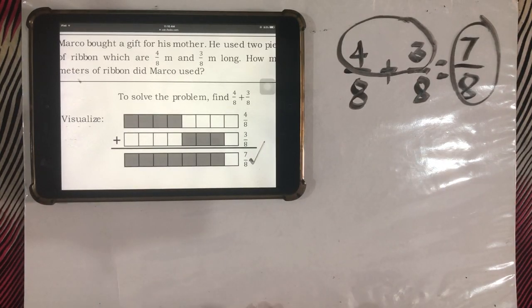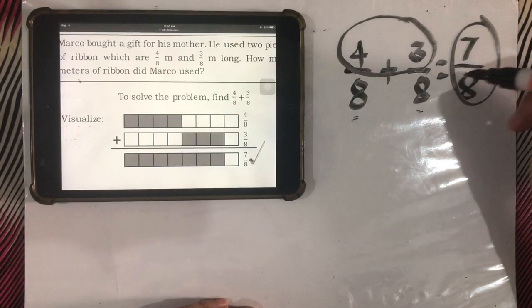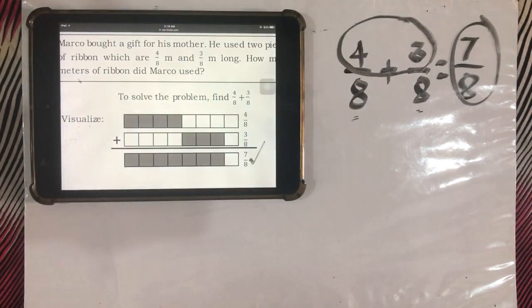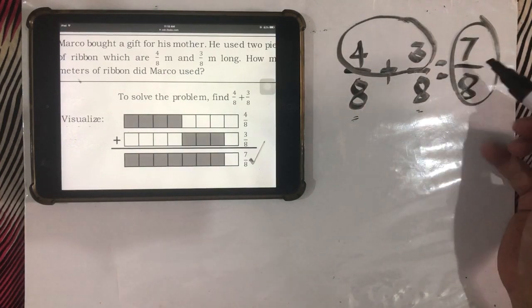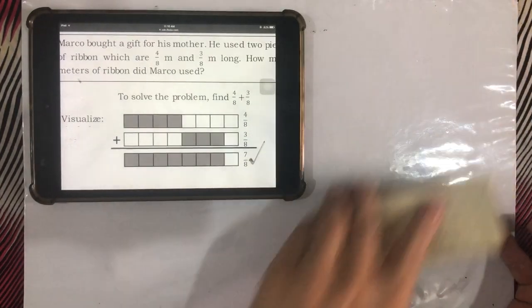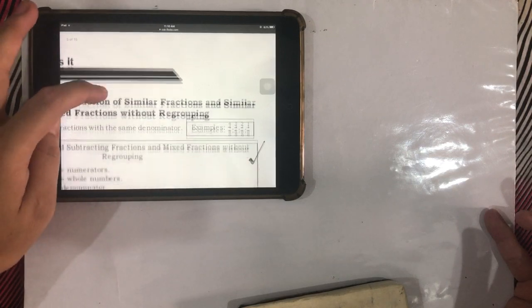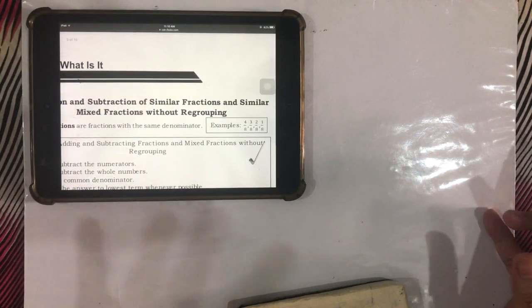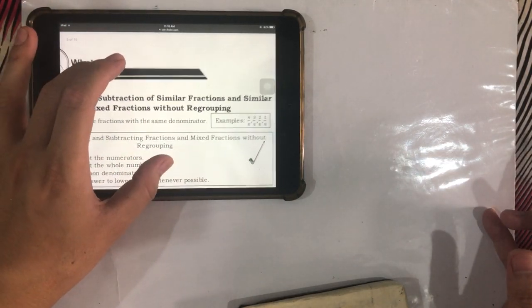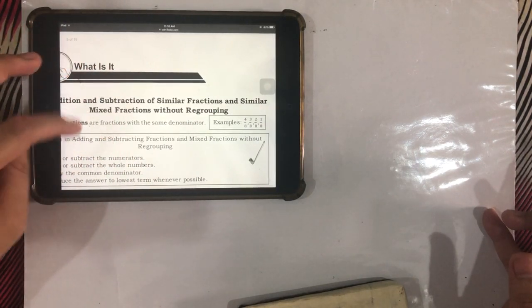Madali lang kapag sa whole number. Kasi, yung denominator niya, wala tayong gagawin doon. All we have to do is just copy the denominator and then just put it in our answer. So, in this example, 4/8 plus 3/8 equals 7/8. So, that's just an example. Okay? So, madali lang siya kasi, yun nga, they have the same denominator. Okay? So, yun ang madali lang kasi, yun nga, ang gagawin lang natin is we just have to combine the numerators. Okay?